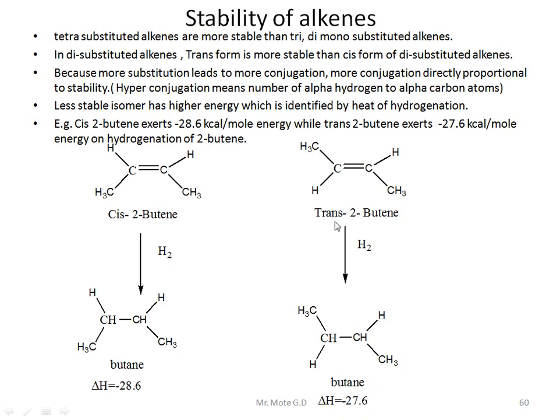Less energy indicates the compound is more stable. High energy indicates the compound is less stable. So this is the stability of alkenes if you are considering the hyperconjugation effect and heat of hydrogenation. Tetrasubstituted alkenes are more stable because of the effect of hyperconjugation. Hyperconjugation means the number of alpha hydrogens present at the alpha carbon atoms. So the number of alpha carbon atoms in tetrasubstituted is 4. That's why it is more substituted, hence a more stable compound.